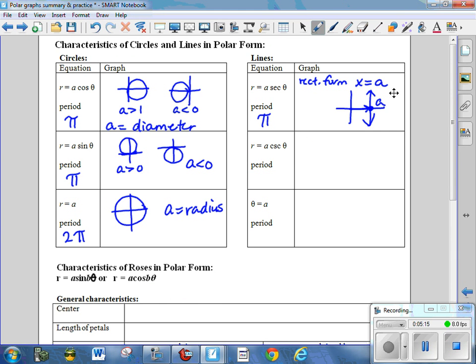For cosecant, the rectangular form is y equals a. These are horizontal lines, and this is a units in this direction, a units up, and the period is pi. When we have theta equals a, that's where theta is always the same, but we just change values. We can just put in any value for r that we want. So whatever the angle is, it's just going to be a diagonal line through the pole, and the angle is a. And the period really is not applicable here because we're only dealing with one angle.